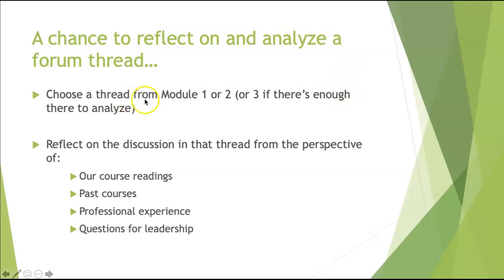So choose a thread from module 1 or 2, just the way the assignment is placed in the course. It will need to be probably from those 2. If you happen to be in a situation where a particularly interesting thread is quite robust and well developed by the time you get to actually putting together your response to this assignment, in Module 3, then you're welcome to use it, but make sure that it's something that's going to be worthwhile. So I would suggest probably it's going to be Module 1 or 2, but if you choose to do Module 3, that's fine too, as long as it's a robust enough discussion.